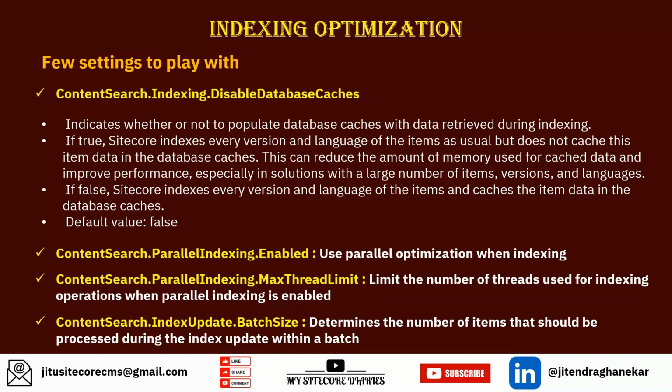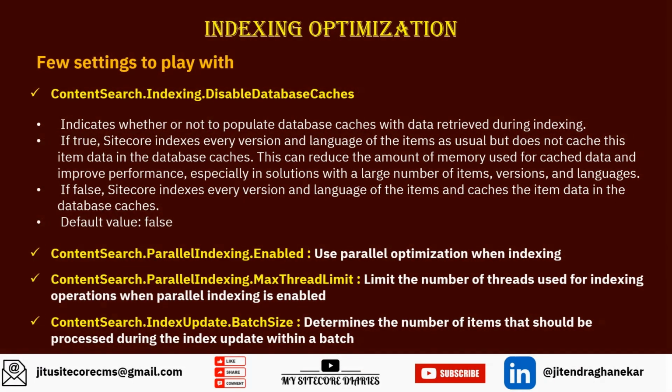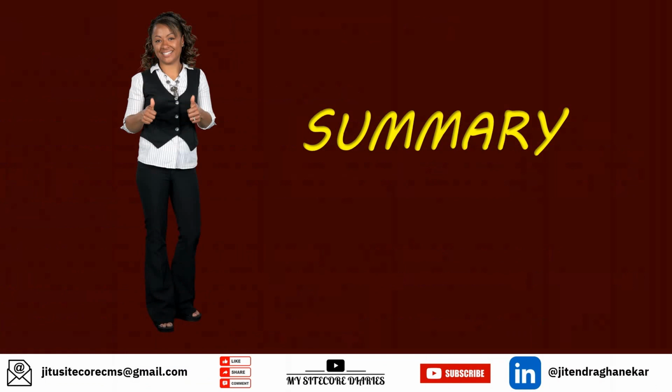Then you can run the indexes in batches. This determines the number of items that should be processed during the index update within a batch. These are a few settings. There are other settings also, but these are the few important settings which you can play with depending on your infrastructure, your website and your solution. It may vary. There is no specific thing that you should do which will improve it; it all depends on your infrastructure. So these are a few indexing optimizations, and we are done for today's topic.